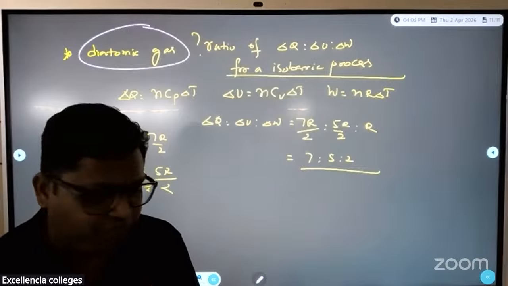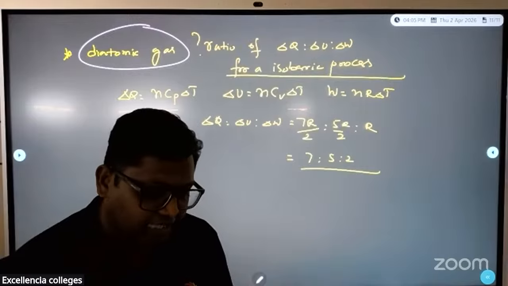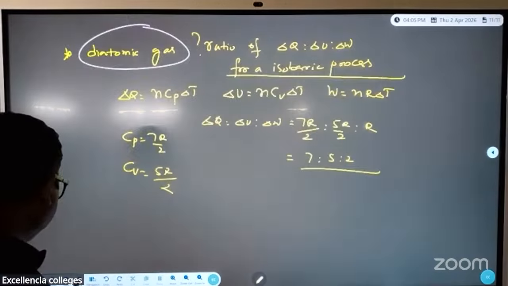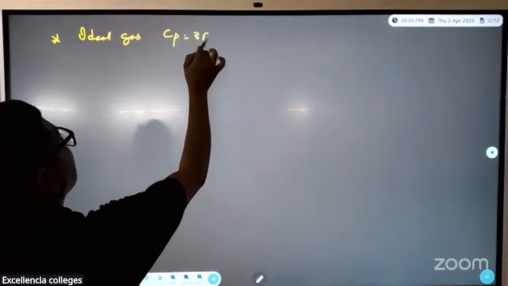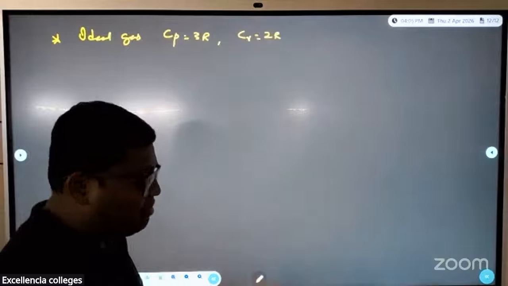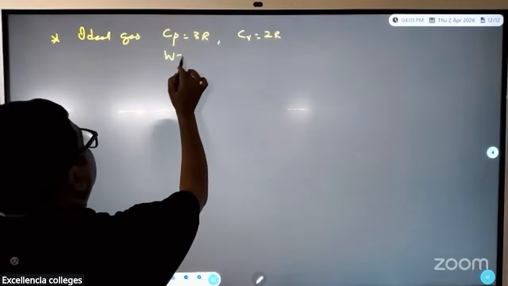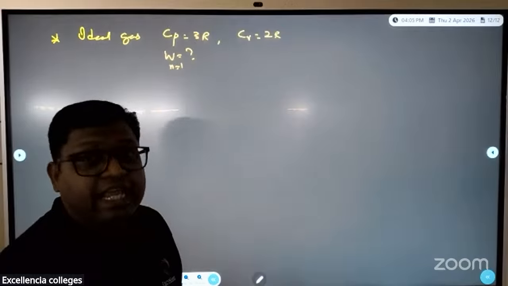Okay, let me discuss one more question which came from thermodynamics only. This is also another basic question which is formula based, and let's see how to solve it. For an ideal gas, Cp is given to be 3R and Cv is given to be 2R, so Cp by Cv is 3 by 2. What is the work done by 1 mole of gas? So you have to get the work done for n equal to 1 mole of a gas in adiabatic expansion.